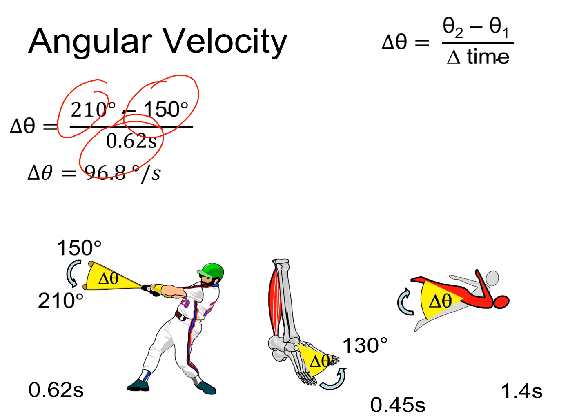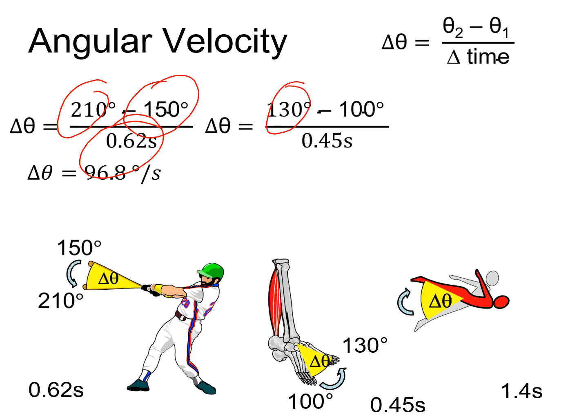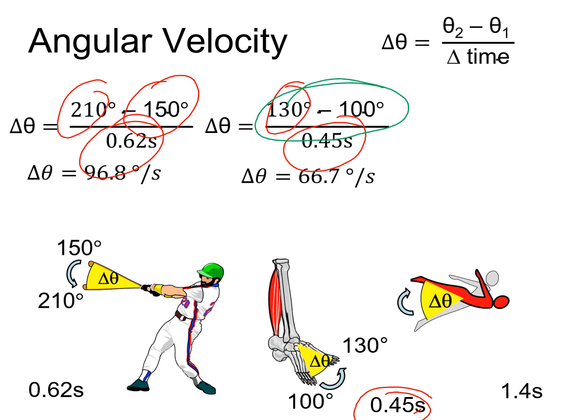We can do the same thing when we were looking at dorsiflexion. We went from 130 to 100 degrees. So once again, we take 130 minus 100 and divide by time. They did this in 0.45 seconds. And so we have 66.7 degrees per second. Remember your order of operations. So first you do your addition and subtraction, then you do your division.